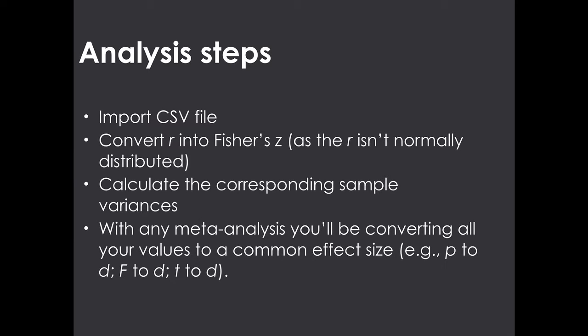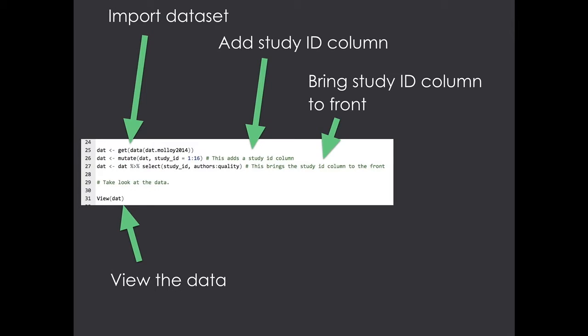And like with any meta-analysis, you'll be converting all these values to a common effect size. So for instance, you'll be converting P to Cohen's D, or F to Cohen's D, or T to Cohen's D. Or you may convert to Hedges G, which is another common effect size, which is commonly used.